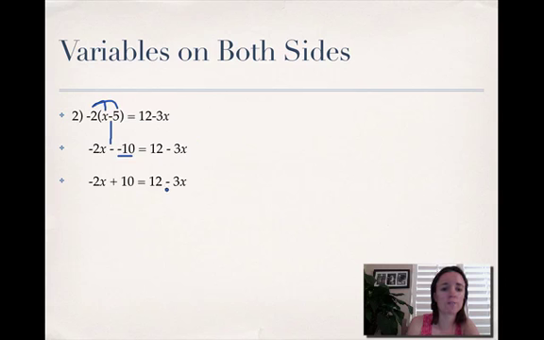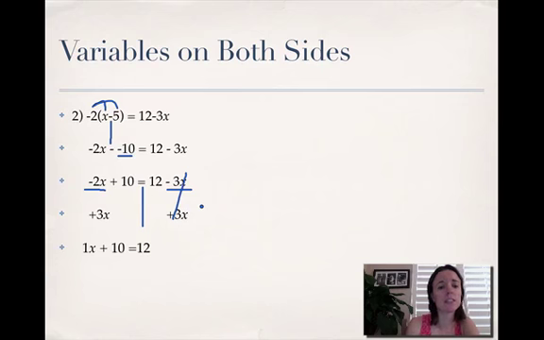So now I've got minus 3x on the right, negative 2x on the left, and this time I'm going to move my minus 3x, because that way I'll get a positive x on the left. So I do the opposite of minus 3x. I'm going to add 3x. On the right it cancels. It's going to go away. Now I have x plus 10 equals 12.